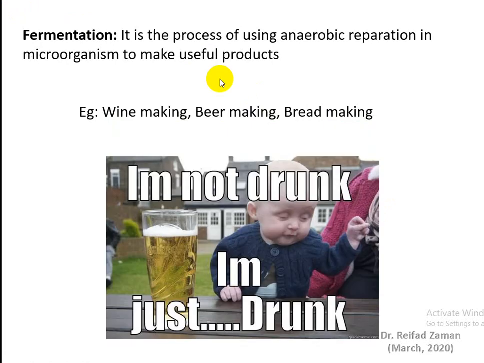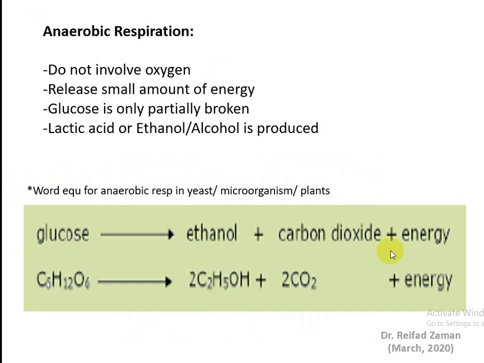The next point that we'll need to understand is something called fermentation. What is fermentation? Fermentation is the process of using anaerobic respiration in microorganisms to make useful products. If you remember this equation, here you can see that when microorganisms and yeast anaerobically respire, the glucose gets broken down into ethanol. Now this ethanol or alcohol has a number of commercial uses, and this process of anaerobic respiration going on inside a microorganism is known as fermentation.